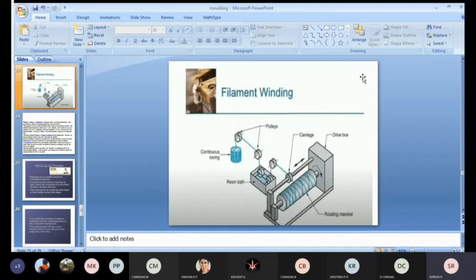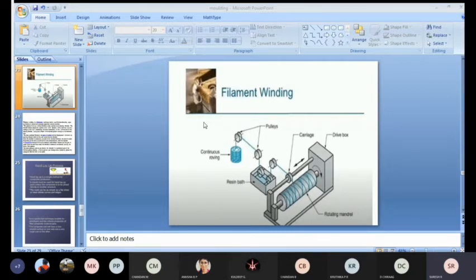So this is the filament winding process. Okay. So, the filament winding process. This is the next concept. In this filament winding process, you can check it out over here. It's going to have the continuous roving, in other words, the fiber, the continuous roving fibers.